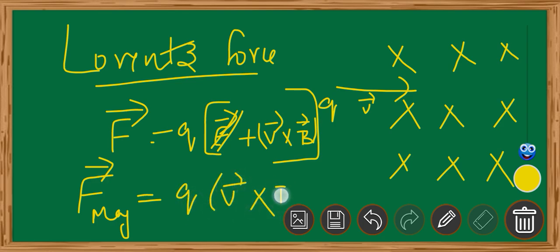That is, when there is only magnetic field and no electric field, this Lorentz force gets reduced to magnetic force. So F equal to F magnetic, that is magnetic force equal to Q into V cross B, where V is the velocity of the charged particle entering that region, and B is the magnetic field.